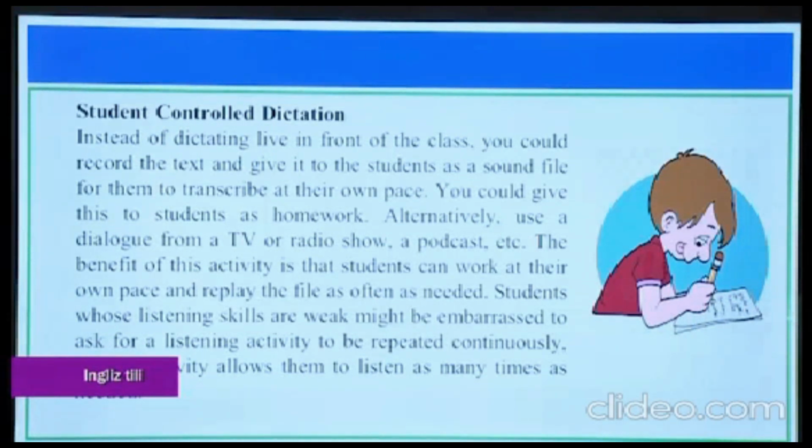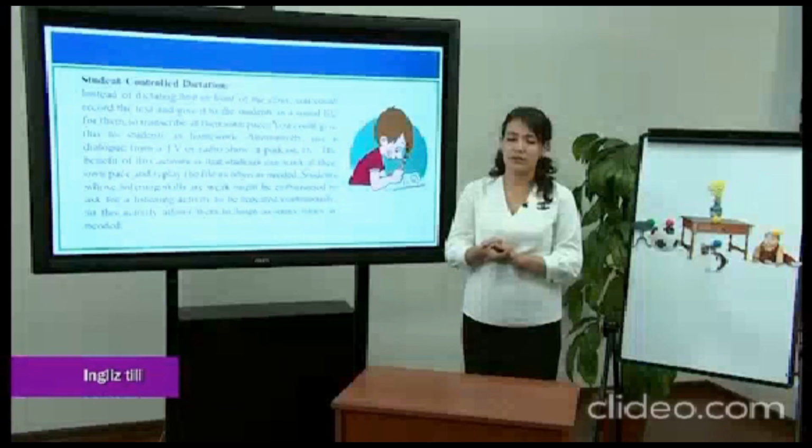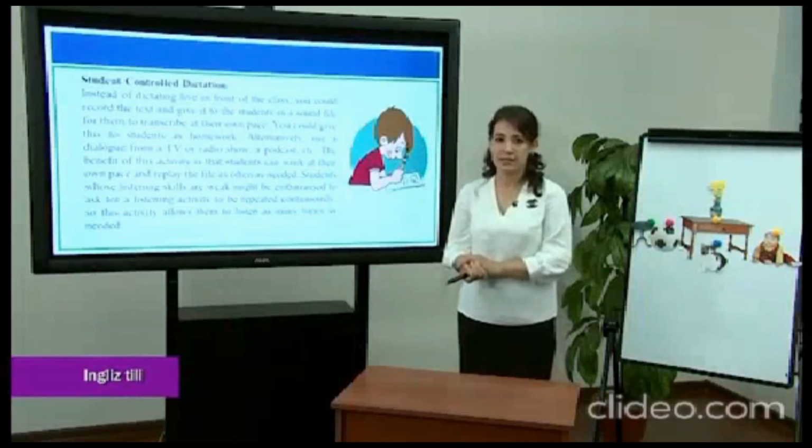And they can repeat it as many times as they want, because there are some students who are really shy and can be ashamed to ask to repeat the text more and more. Like this, they will practice it at home and develop their listening and spelling as well.